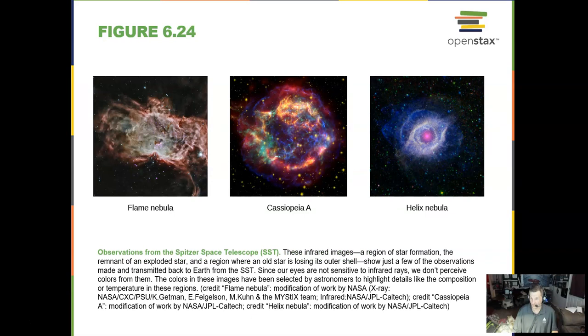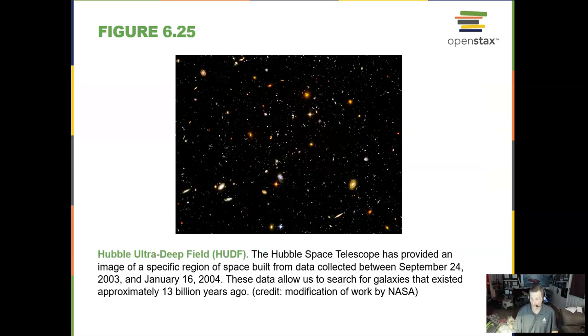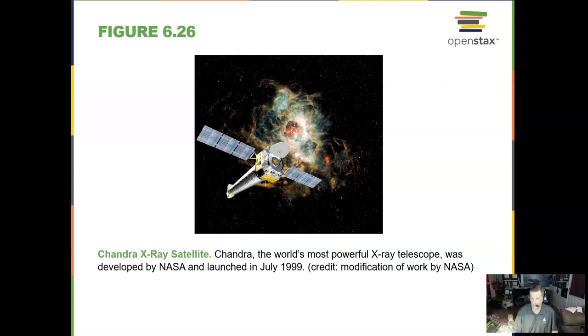The Spitzer Space Telescope does infrared images like these. And then we have images like this. This is the Hubble Ultra Deep Field. And this is an area of space that we can go back into 13 billion years ago when it was formed, like looking back into time. The Chandra X-ray satellite does the same thing, but for X-rays.